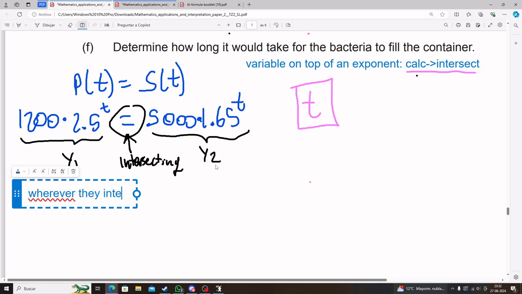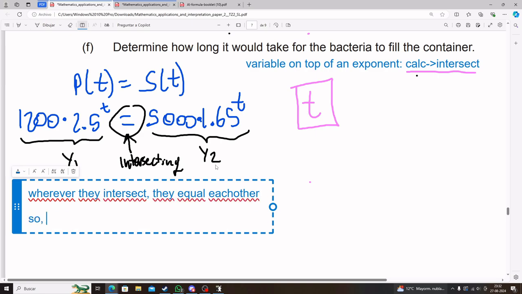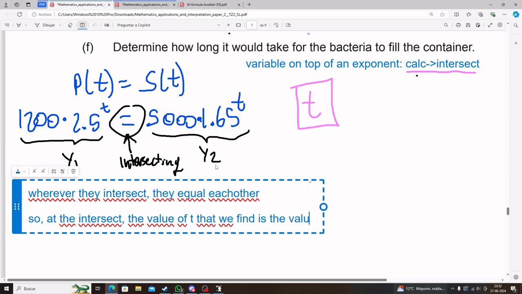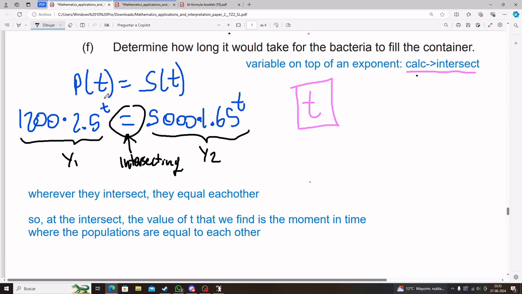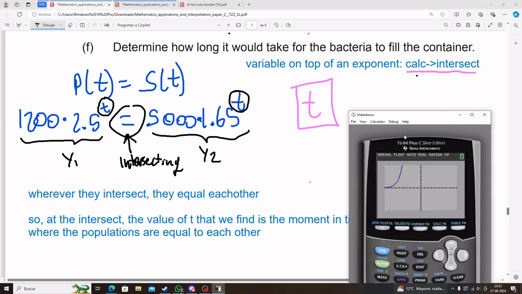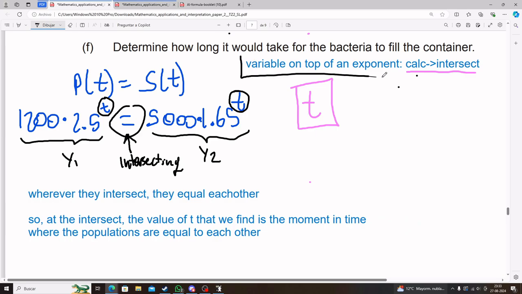Wherever they intersect, they equal each other. So at the intersect, the value of t that we find is the moment in time where the populations are equal to each other. Okay, that is like the big brain play. This is mainly legal because these two variables are the same. If one of them was x and the other one was y, graphing it would be very different. But because they're the same variable, you can use calc intersect safely.